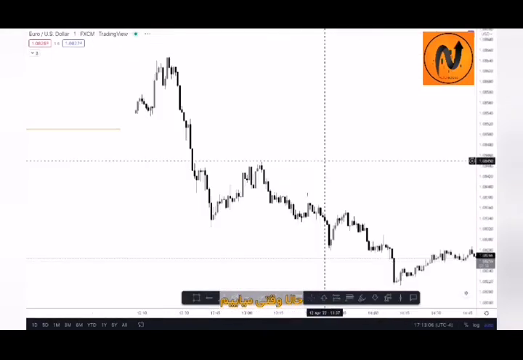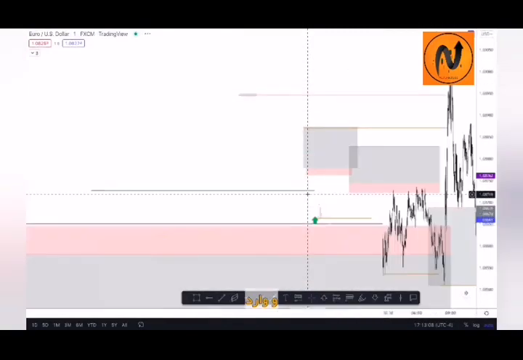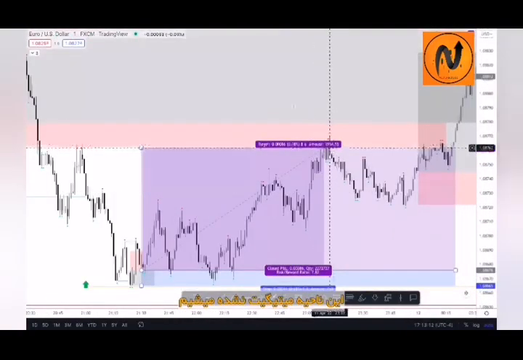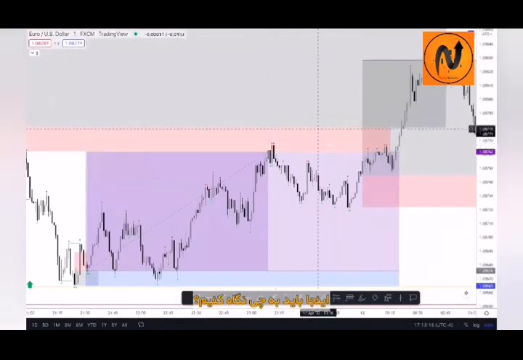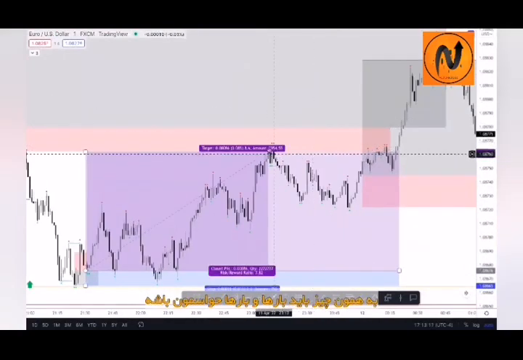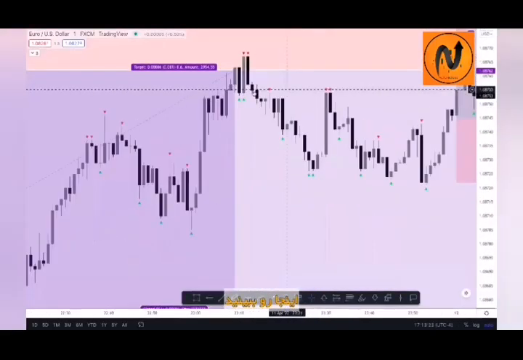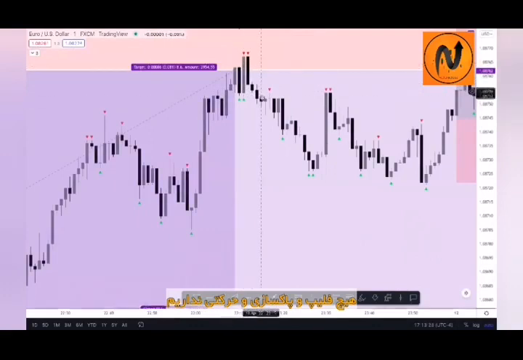Now when we enter into this unmitigated area right in here, we need to look for what? The same exact thing over and over: sweep, flip, and then run. We can clearly see here, we do not have a sweep or flip or run.